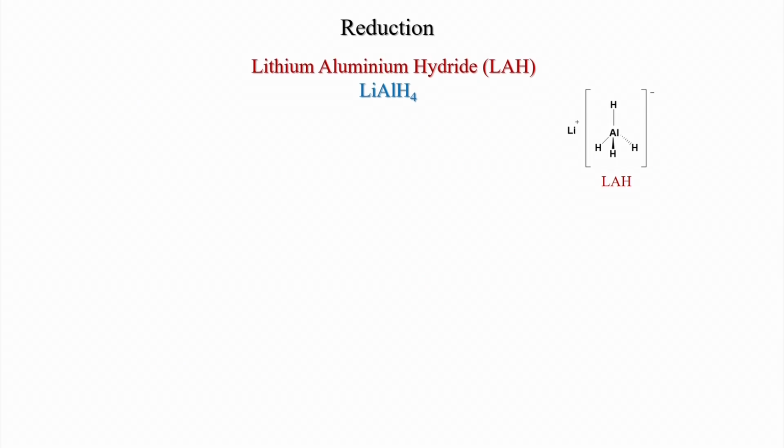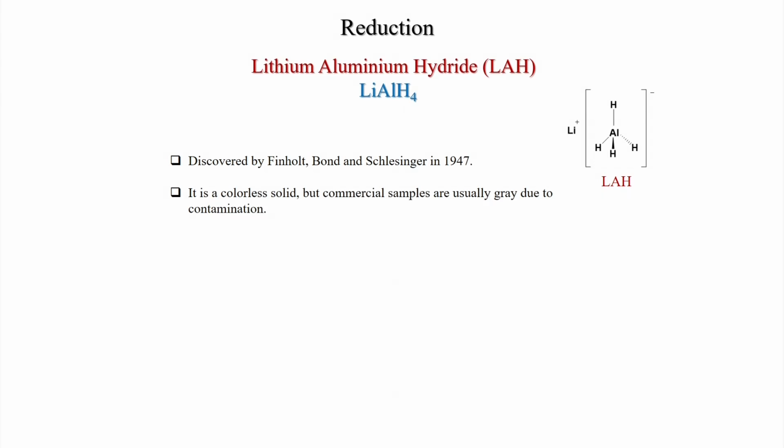Now, we will discuss lithium aluminum hydride reduction. So, this is the structure of lithium aluminum hydride, lithium plus AlH4 minus actually are there. It was discovered by Finholt, Bond and Schlesinger in 1947. It is a colorless solid, but commercial samples are usually gray due to contamination. So, whatever we see in the lab, that is gray color because of contamination.